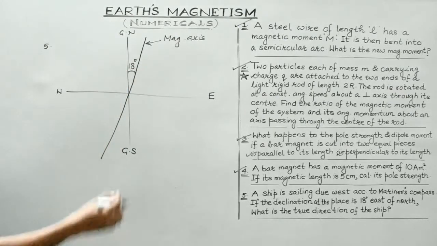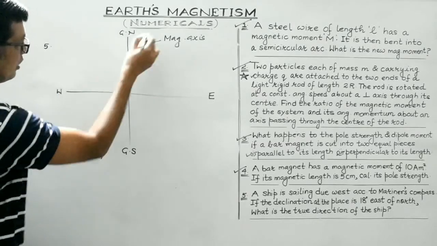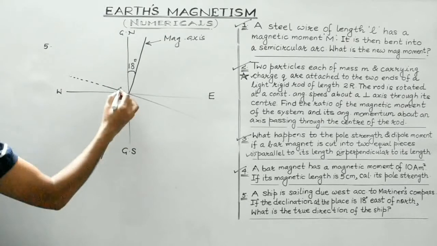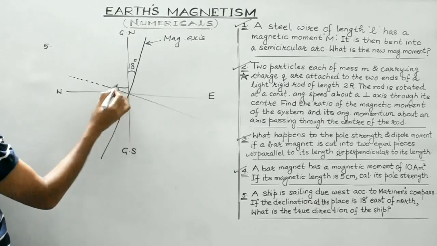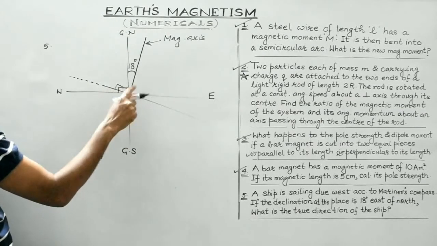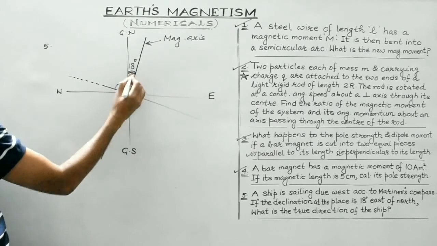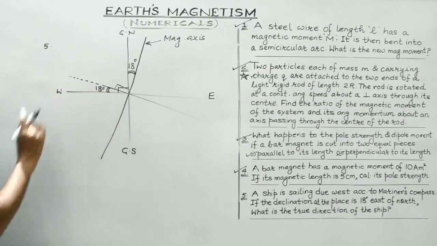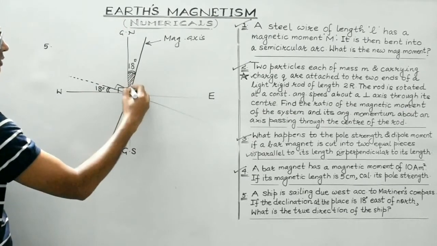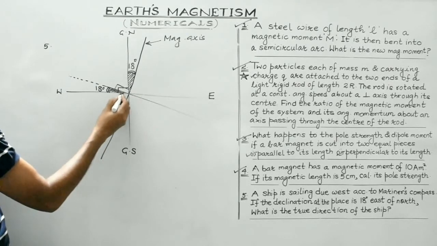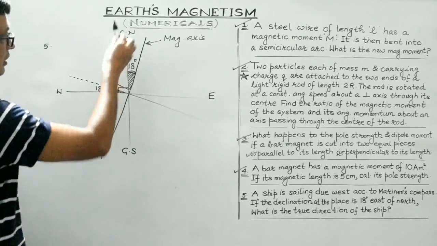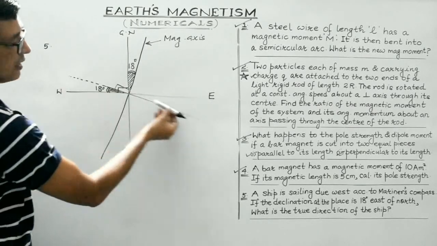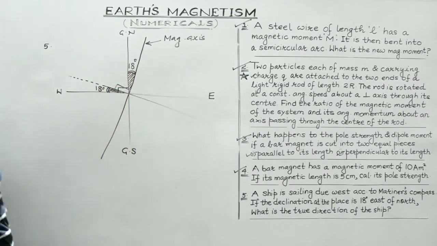Clear, students? So if you draw a perpendicular to this magnetic axis, it will be like this. So this is 90 degrees. The angle between these two is 90 degrees. Therefore, students, this angle must be equal to this angle. This is 18 degrees. Clear? This angle must be equal to this angle. It can be easily verified. These two are at right angle to each other, obviously, and these two are also at right angle to each other. So definitely this angle would be equal to this angle.